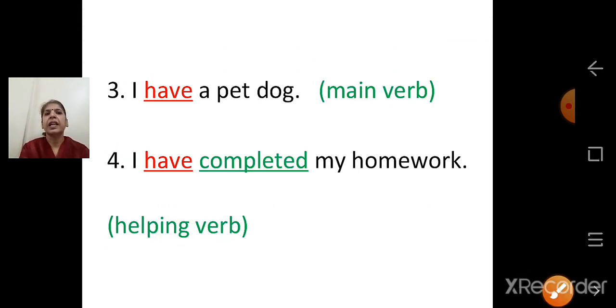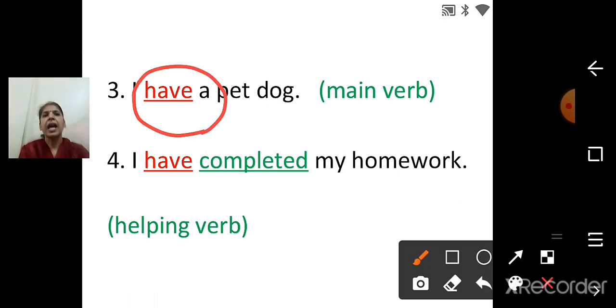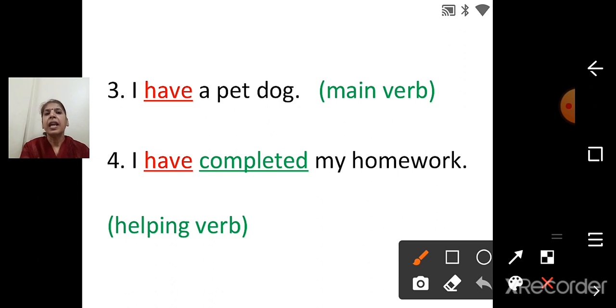Now these are examples of have, the different forms of have, which show possession or belonging. I have a pet dog. Which is the verb in this sentence? Have. And there is only one verb, have. So it is a main verb. Now the next one is, I have completed my homework. Here you pick out the verbs. Have completed, right? Here have is a helping verb. In the first sentence, I have a pet dog, have is a main verb. Here have is a helping verb.